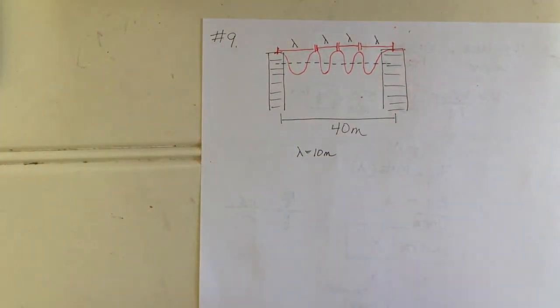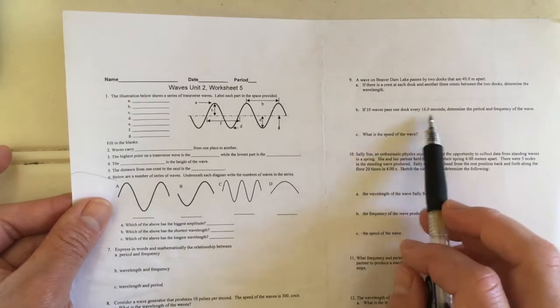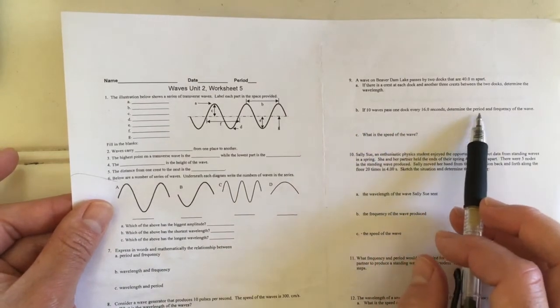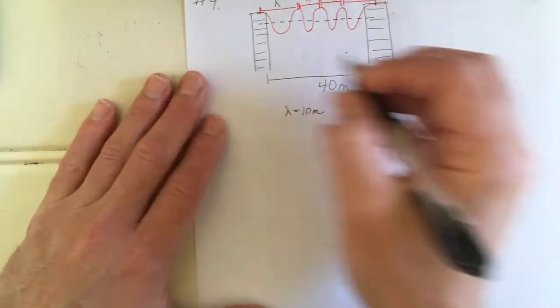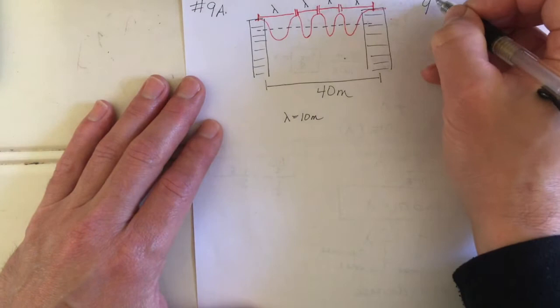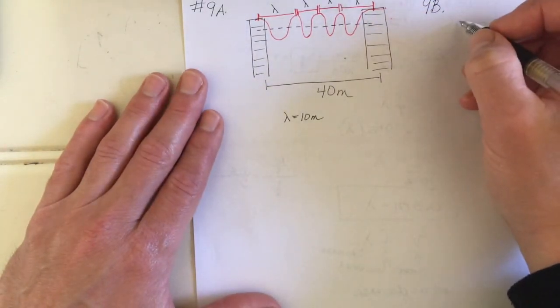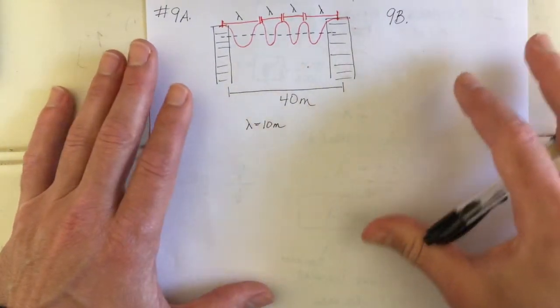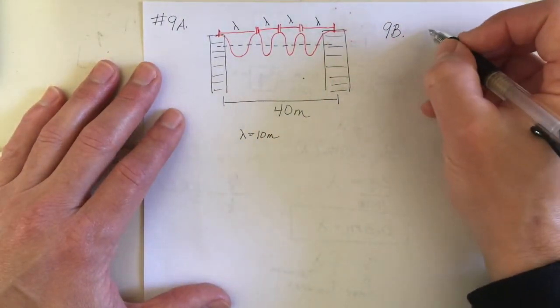All right. Part B, that was 9A. If 10 waves pass one dock every 16 seconds, determine the period and frequency of the wave. In 9B, 10 waves pass one dock every 16 seconds. So they're telling us something right there, right? They're telling us the frequency.